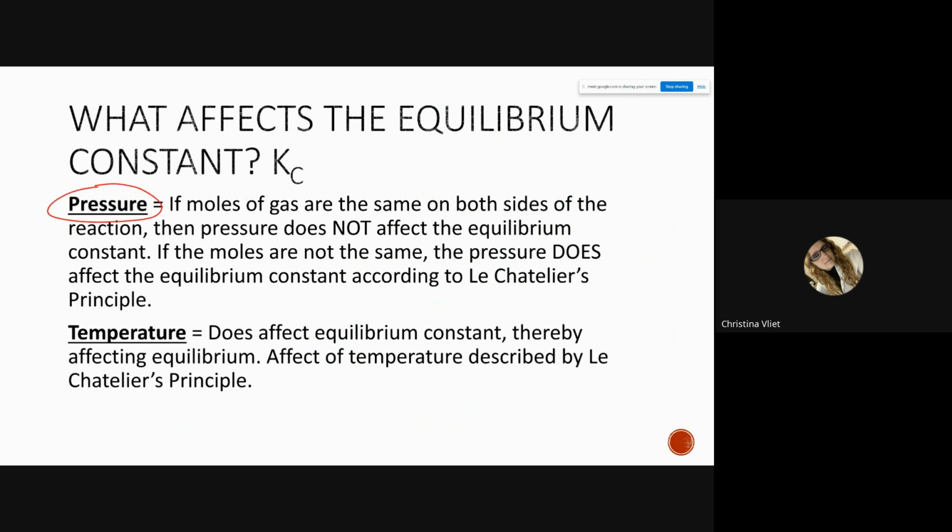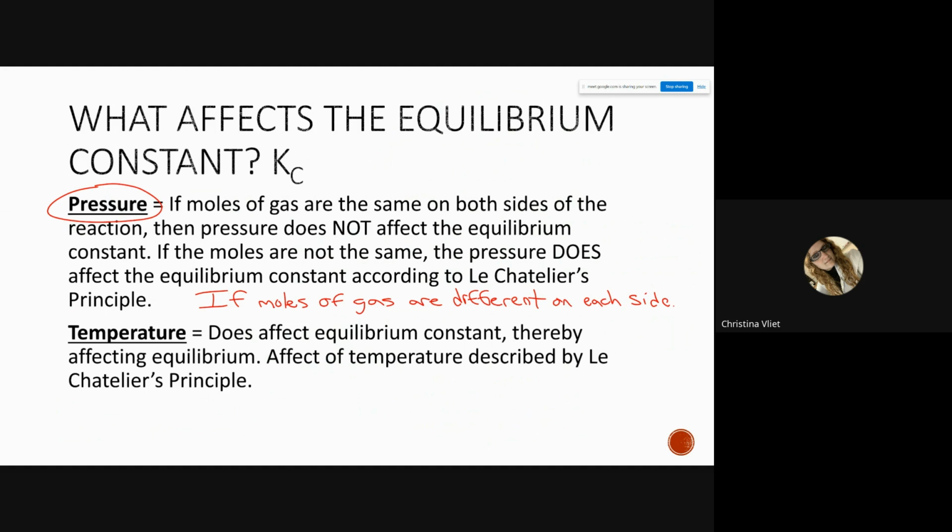You do not have to know mathematically how they do, but it's important to note that as long as the moles of gas are different on each side, then it affects the equilibrium. Because it changes the number, it changes the ratio of how many products are made versus how many reactants are made, because it actually changes the numerical value of the constant.